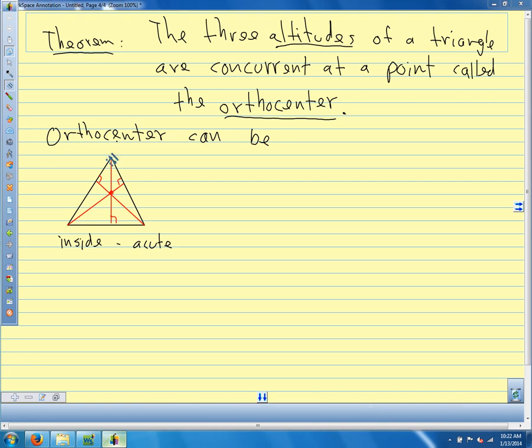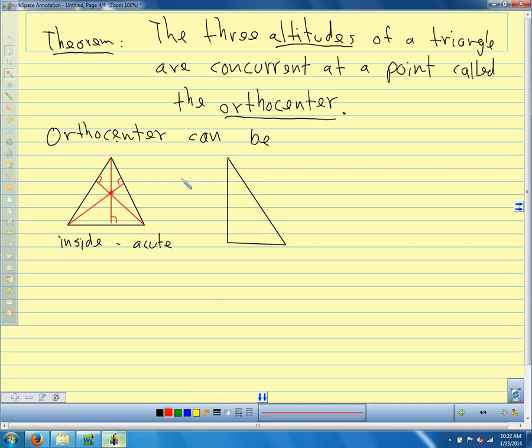If we have a right triangle, we already drew a picture here. The altitudes of these two sides are the sides of the triangle. So this is a 90-degree angle, and this is a 90-degree angle. So there's our orthocenter. So it's on a right triangle, because these two sides are altitudes.